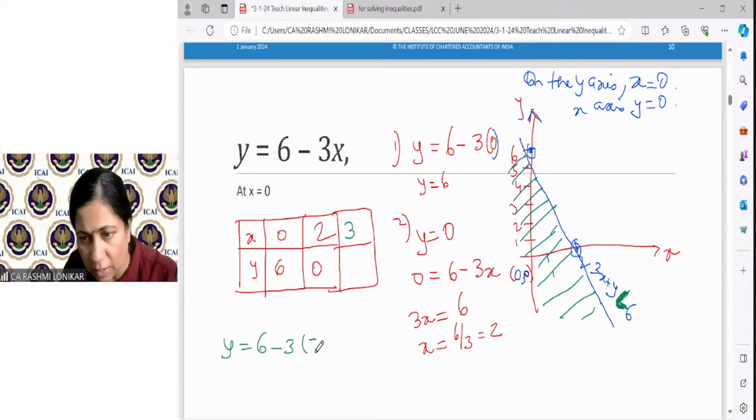So this is 6 minus 9, which is equal to minus 3. So y is equal to minus 3.